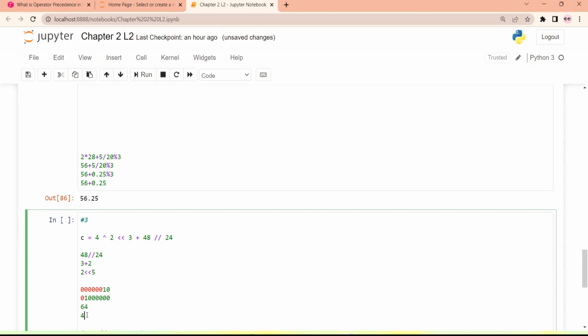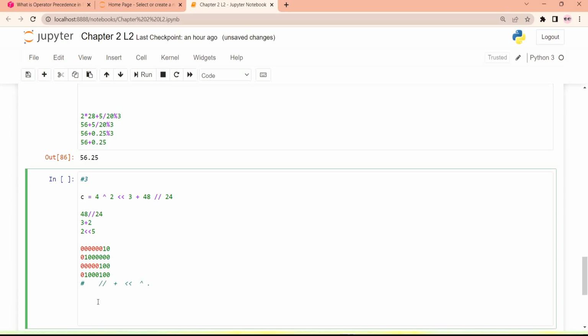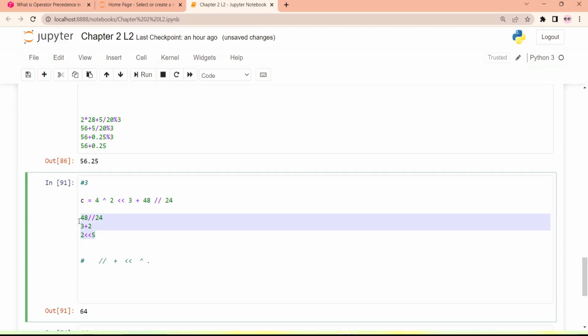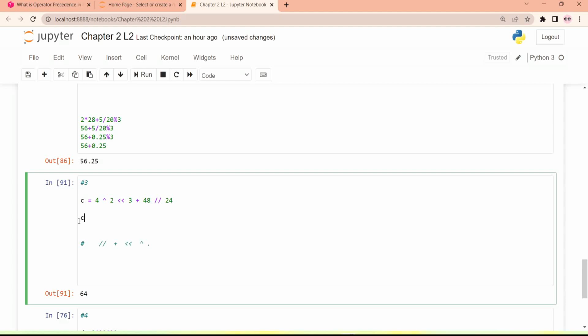When we XOR, 1 XOR 0 is 1 and 0 XOR 1 is 1. Only these 2 bits will be set, which is 64 plus 4. So the result will be 68. So these values are evaluated, sorry for that. The result will be 68. I hope you have understood this.